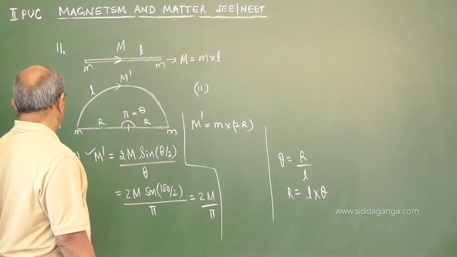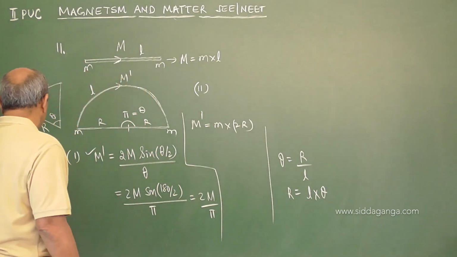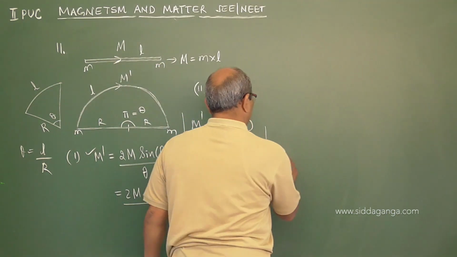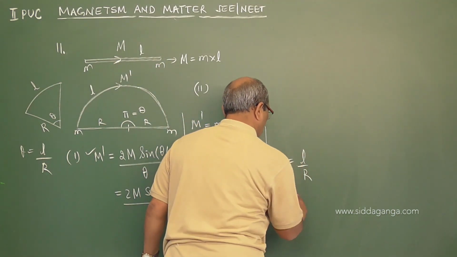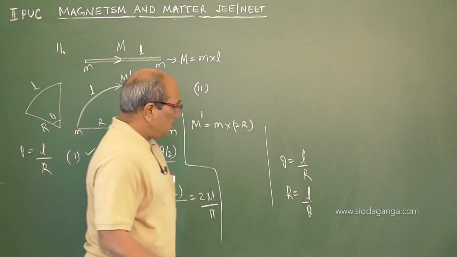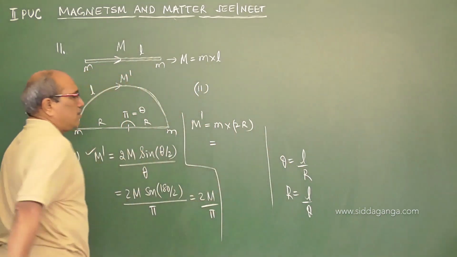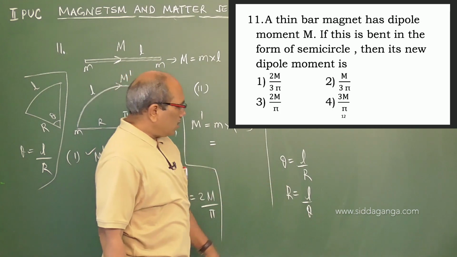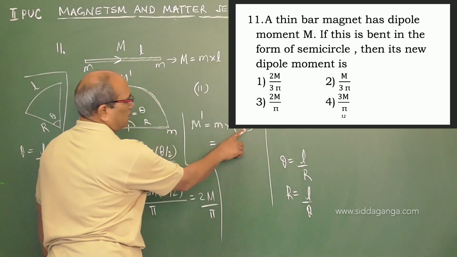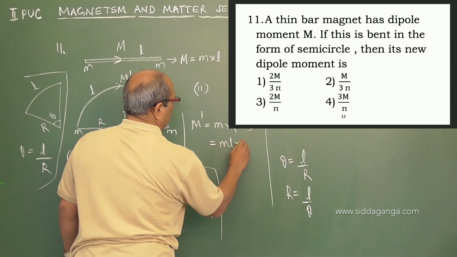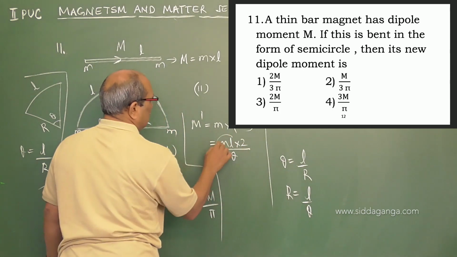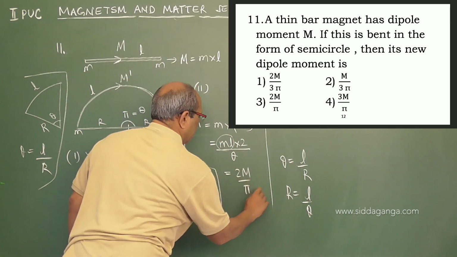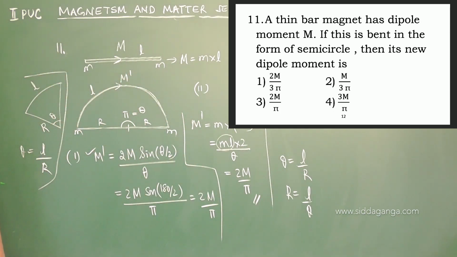Theta is nothing but arc length by radius, so theta is equal to L by R, and R is equal to L by theta. Substitute here. I only recalled this, it is not necessary to go through it. Now R is equal to L by theta. Substitute here: M L into 2 by theta. But ML is the original moment, and theta is pi. Therefore 2M upon pi is an alternate method by which we can calculate.